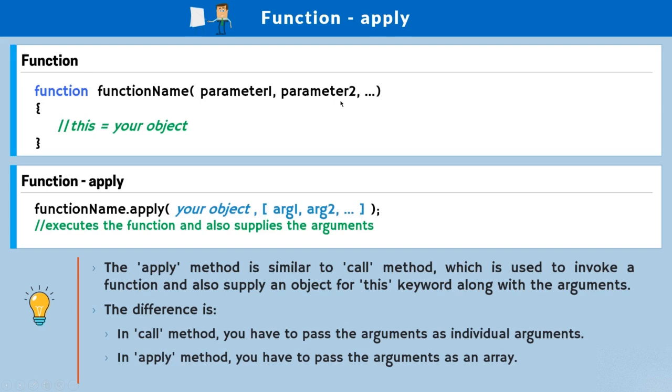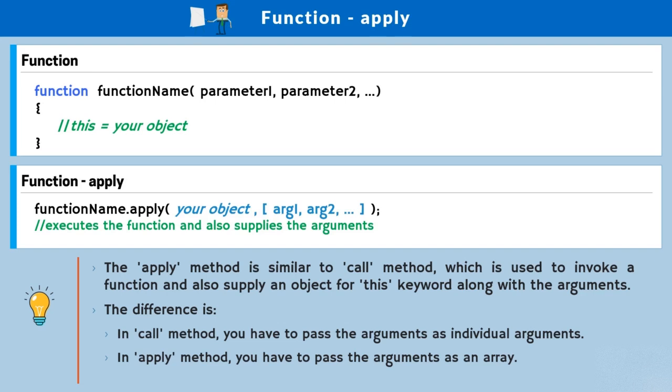So overall, whenever you want to pass the argument values as independent values, you can use call. But in case you want to pass the argument values as an array, you can use the apply method. That is the only difference between call and apply, but there is no more difference. Call and apply both can be used in the same context.